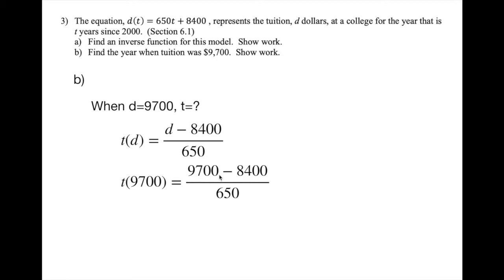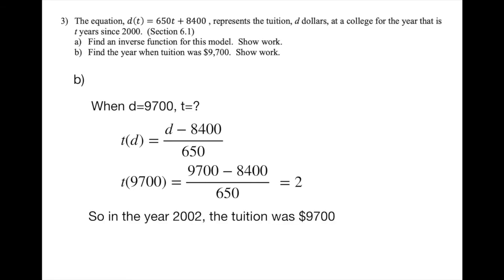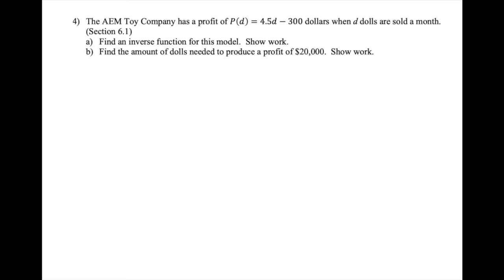So that's 9700 minus 8400 over 650. The calculator will tell you that equals 2. That means 2 years since 2000. Basically, that's the year 2002. So that's when the tuition was 9,700. That's part B.